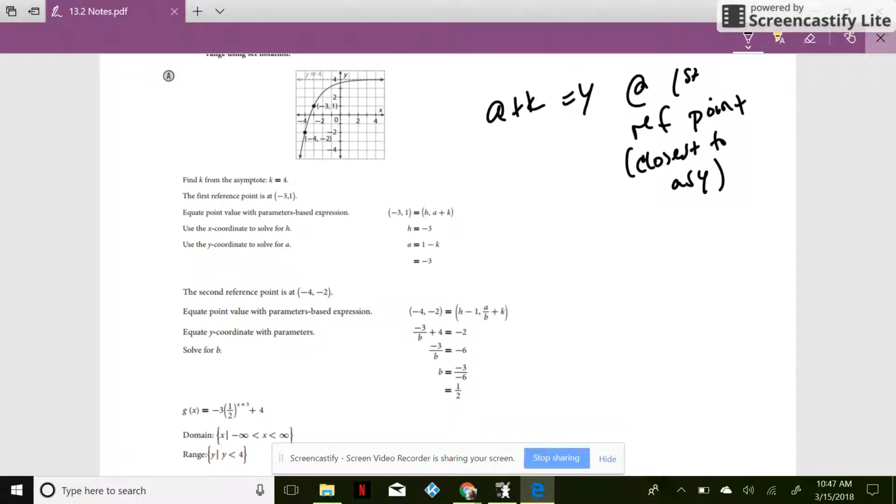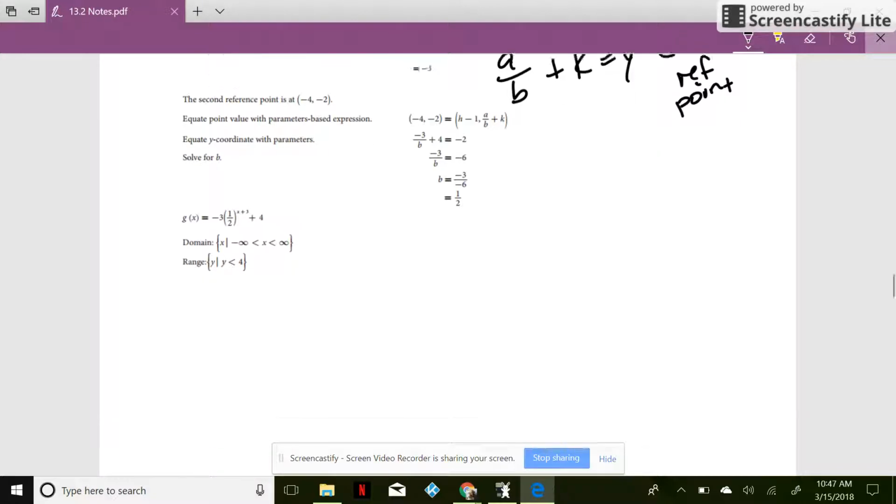And then to find your b, your denominator of your fractional base, you have to use the second one now. So a over b plus k is going to be the y value at the second reference point. So that's the one that's further away from the asymptote.